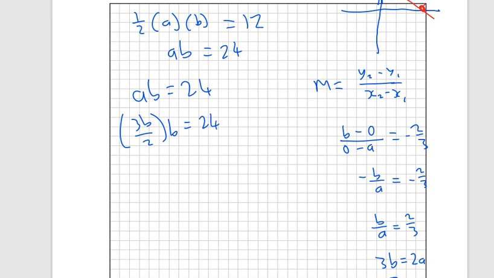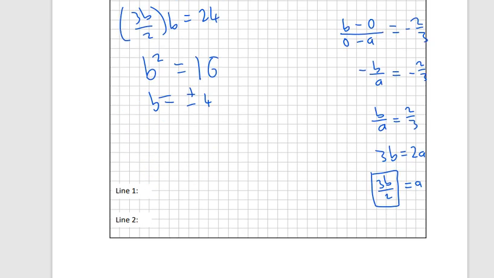If we bring across that 3 over 2, it'll give us b squared because the two b's are multiplied together there. If we bring over the 3 over 2 and multiply by 2 over 3, it gives us 16, and then b is equal to plus or minus 4 because we square root. Then if b is plus or minus 4, we can split that up.